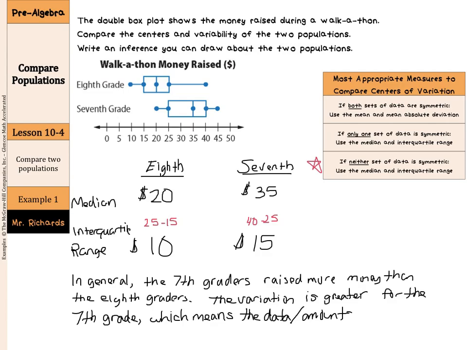Data or amounts were more spread out. There was more variation, if you will. So if neither set of data is symmetric, we'll use the median and interquartile range.